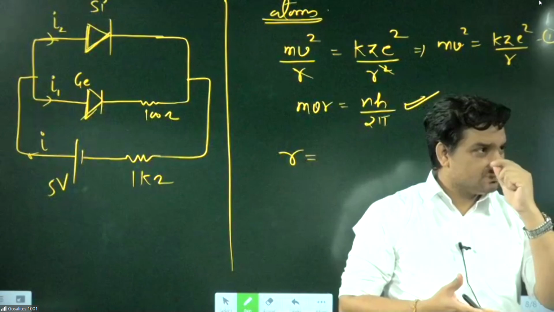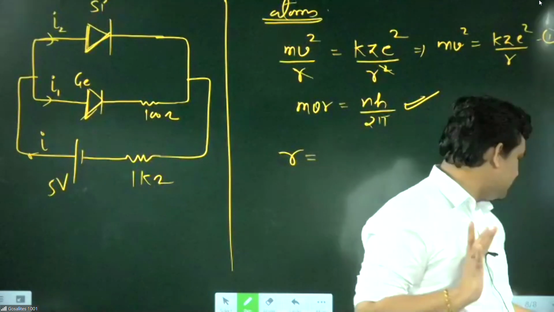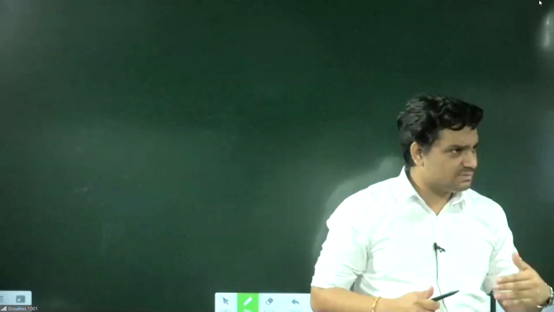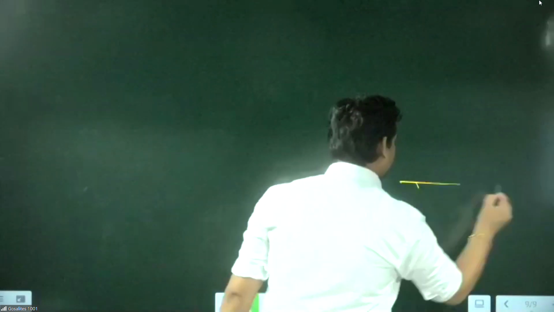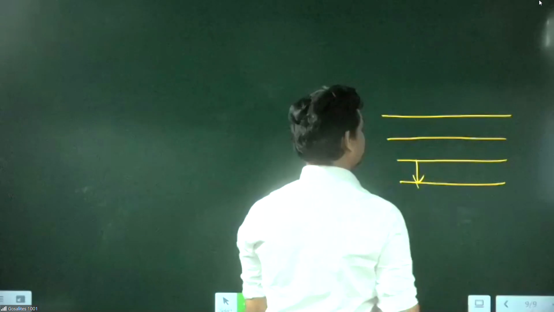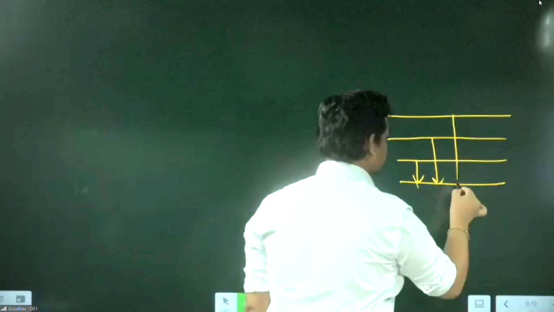Here, a few questions I'm giving. You have to solve, based on the series. You know what the first line, second line, last line is? Everyone knows? What is the meaning of first line actually? When it comes to this level, this is known as the first line. When it comes from here, then this is the second line, this is the third line.